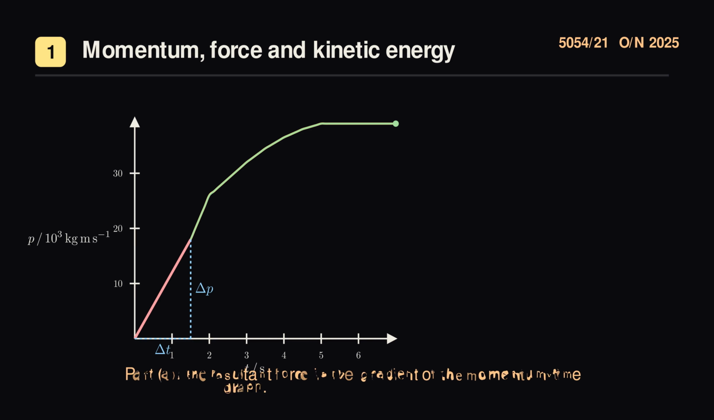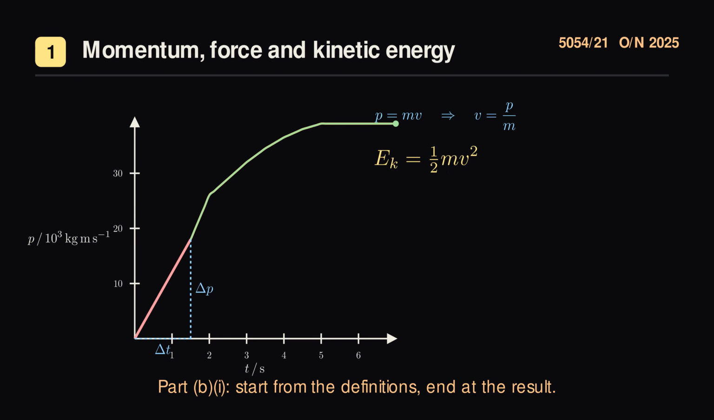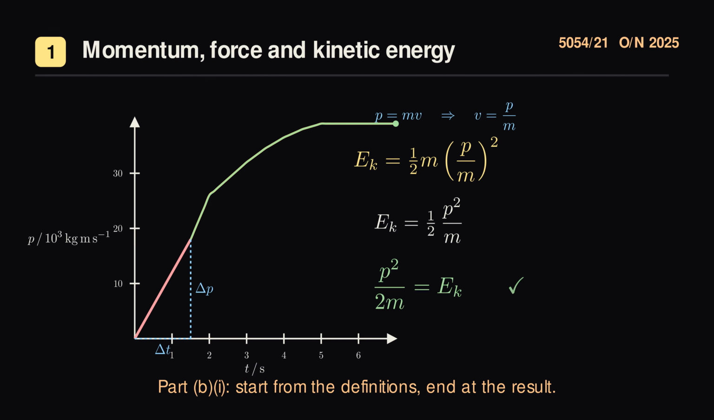Part B, Part 1. Show that P squared over 2m equals kinetic energy. Start from P equals mv, substitute into Ek equals 1/2 mv squared, and simplify to obtain the result.